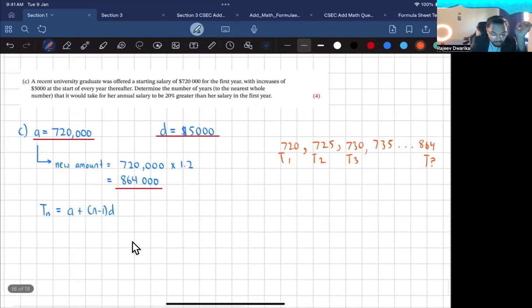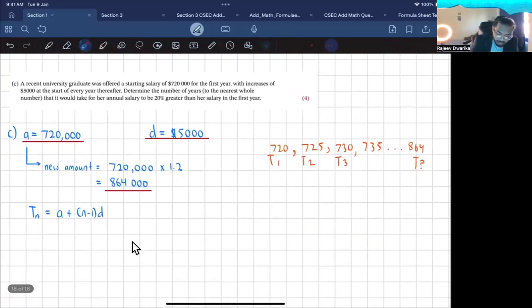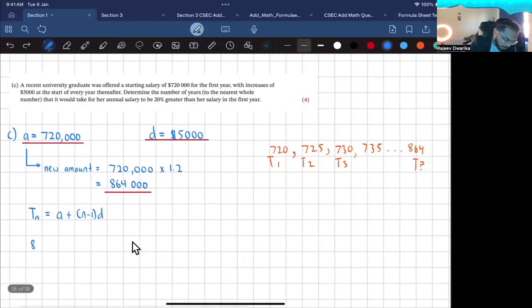All right, so that is why we use the T of N formula. So, Kiara, what is the value for this term that we don't know? You do know. The 864,000, right? So I'm gonna put that equal to the term. Again, we don't know what the term is, so we're trying to find what term it was. That'll be 864,000, and that'll be equal to what?